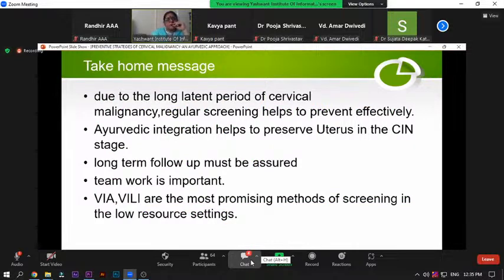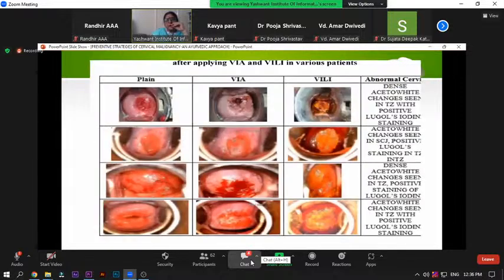So the take-home message is: due to the long latent period of cervical malignancy, regular screening helps to prevent the development of invasive cancer. Ayurvedic integration helps to preserve the uterus in the early stages and at a young age. Long-term follow-up must be ensured in such cases. Teamwork is very important. And visual inspection with acetic acid and Lugol's iodine are the most promising methods of screening in low-resource settings. So this is the take-home message for an integrated approach in preventing invasive cancers. These are some of the pictures before and after treatment.